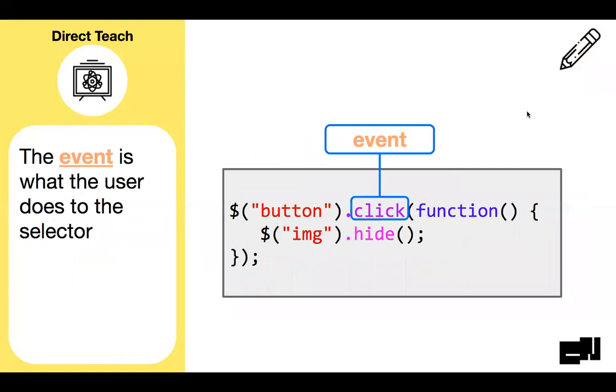Another very important thing we need to include when we're writing out our jQuery is the event. The event is what the user does to the selector. In this example, what the user is doing is clicking, right? When they click the button, the image will hide, right? So the event is what the user is doing, and in this case, they're clicking. There could be other kinds of events that we're going to go over, like double clicking or moving your mouse over something, right? But simply, the event is what the user is doing.